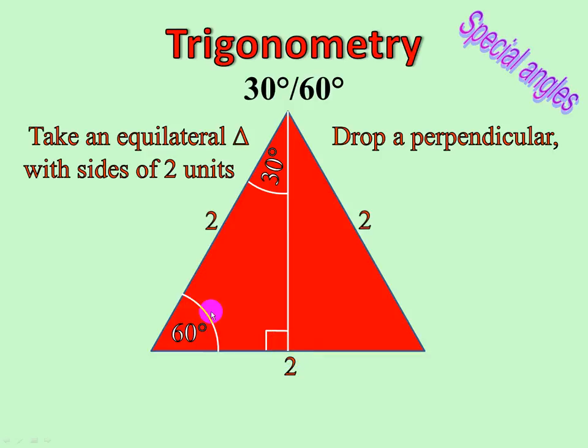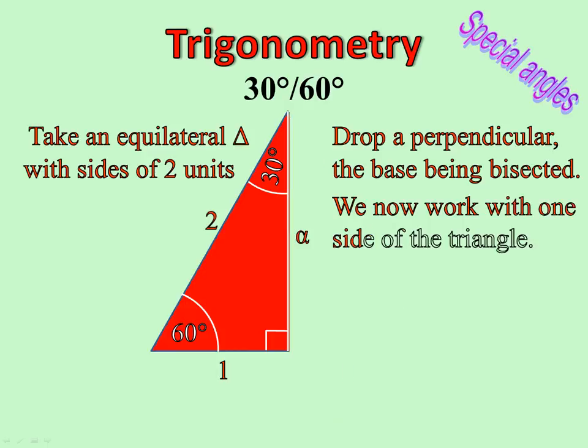Notice, because it's 90, 60, that has to be 30. And the reason why I chose 2 is because now the perpendicular bisects the base and we end up with a 1, without any pesky fractions. The length of that, alpha, let's work it out using Pythagoras' theorem. Alpha is the square root of 3, so let's replace that with root 3. So now we have a right-angled triangle, and from there we can find all the trig ratios.